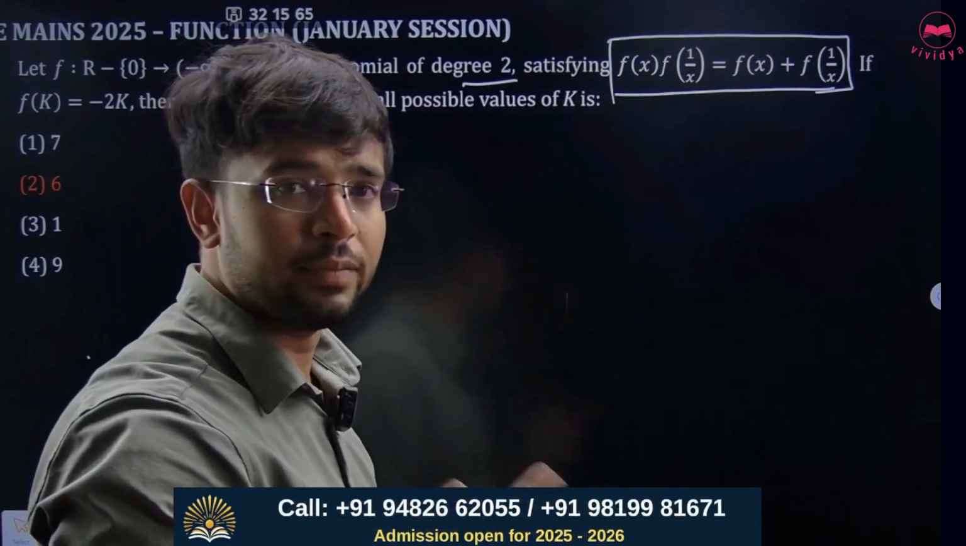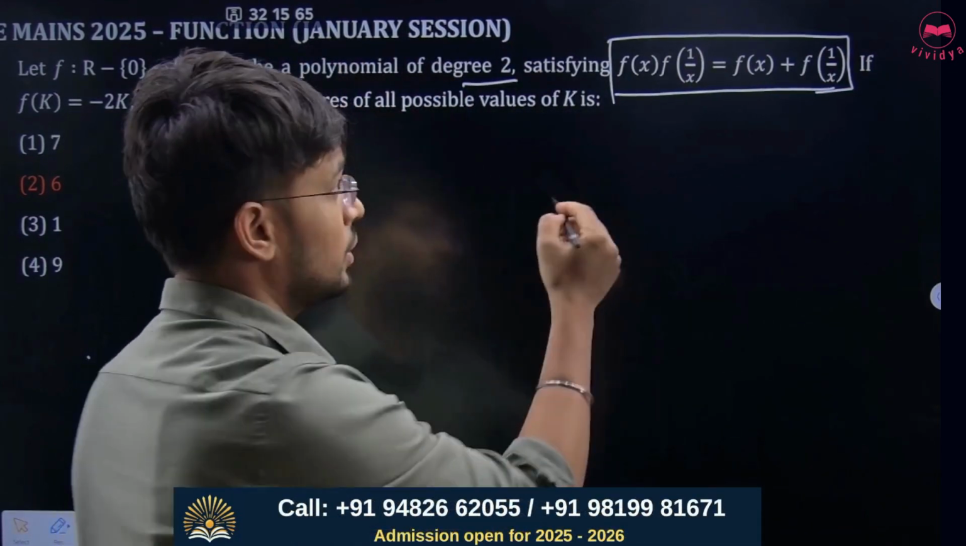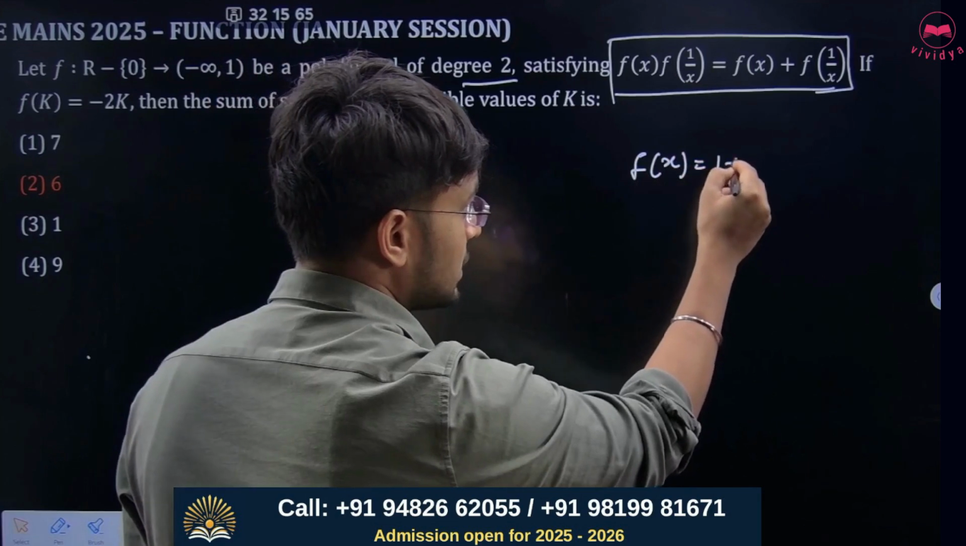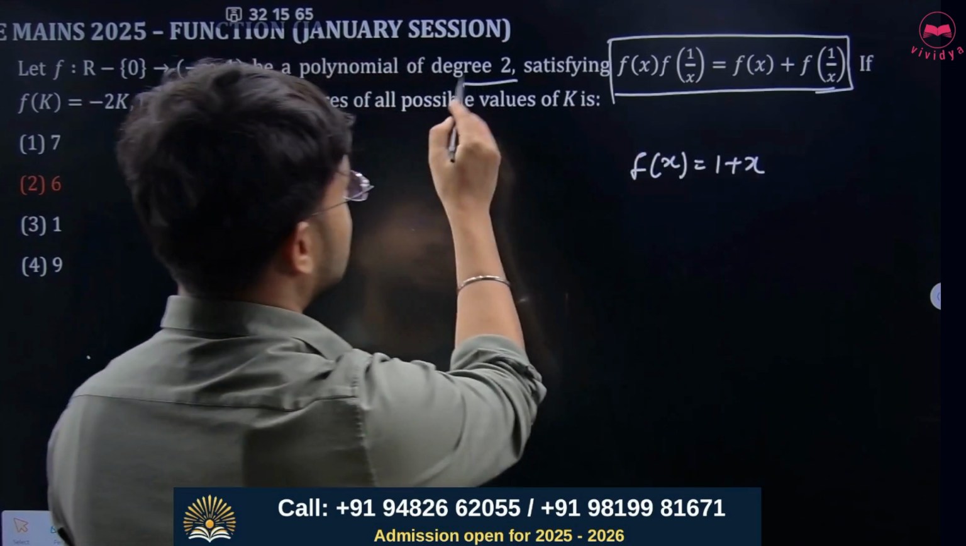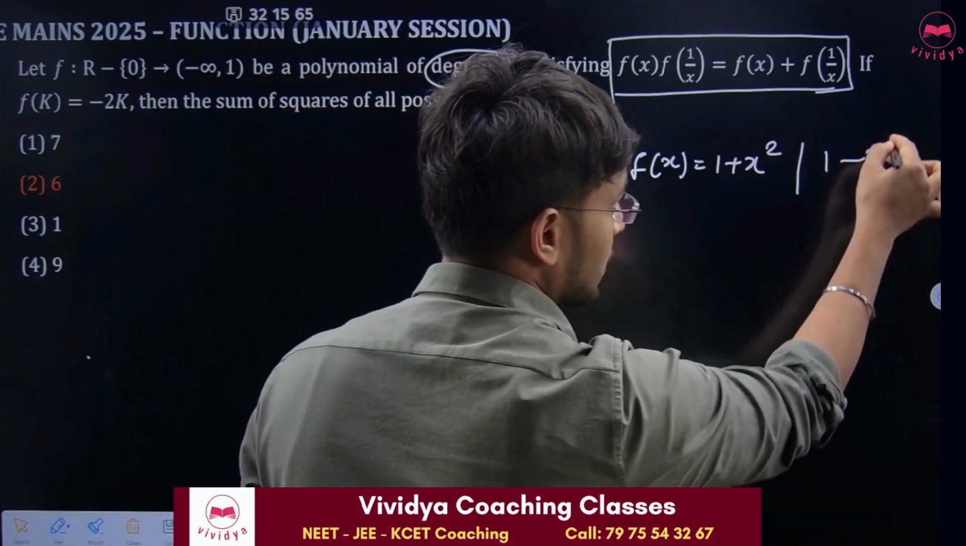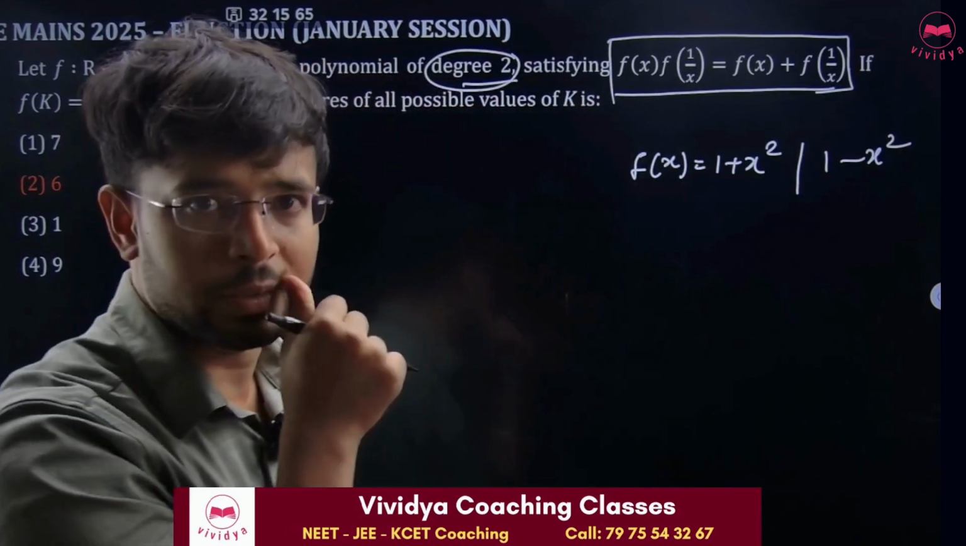We know that there are only two functions which are going to satisfy this. What are the functions? The function is going to be either 1 plus x to the power n, and here n is given as degree 2. So, either 1 plus x square or 1 minus x square. Only two functions are going to satisfy this.